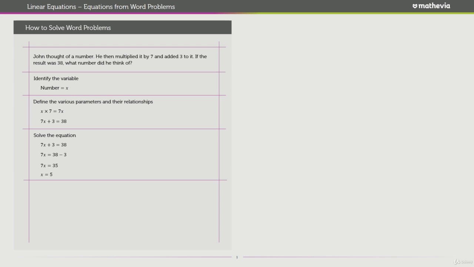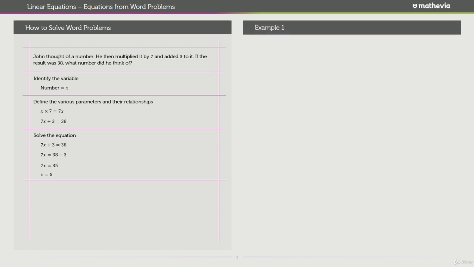So you look through the word problem and you want to find out exactly what's happening to your variable. In this case the variable was multiplied by 7 and then 3 was added to it. X times 7 gives you 7x. You have 7x plus 3 equals 38, and from that point you just solve the equation. And now let's do a few examples.